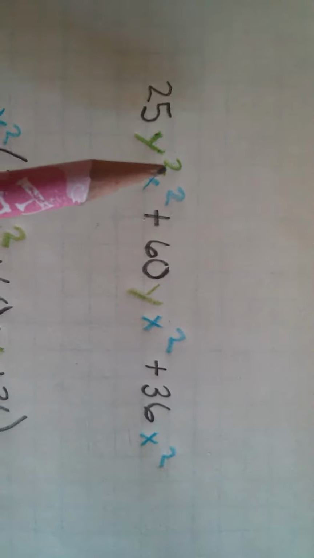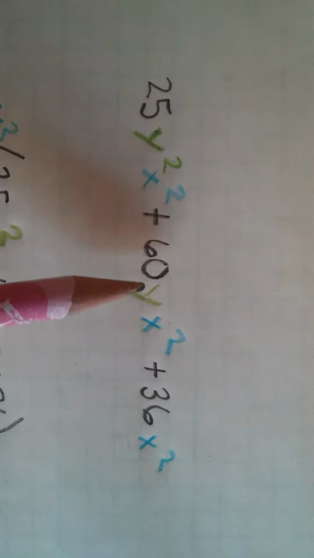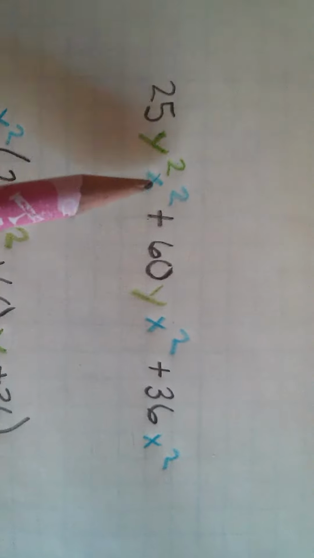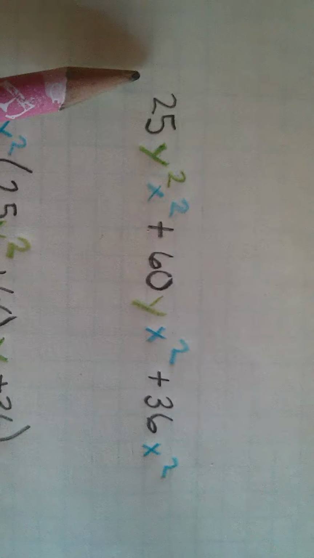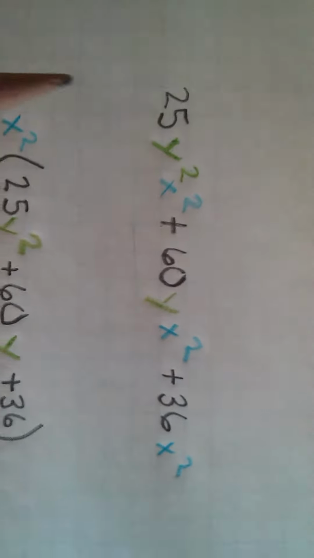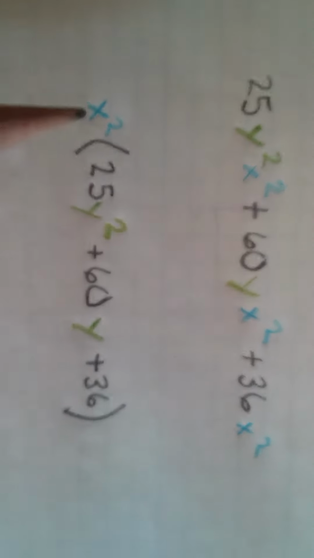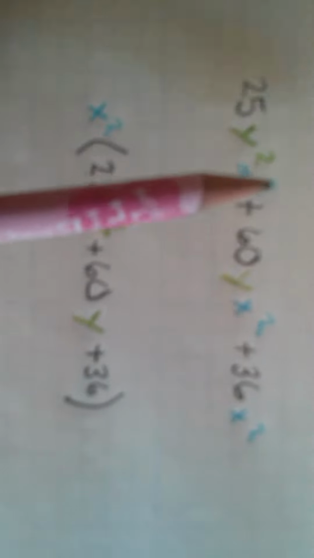We look at the y's. Well, these ones both have a y. This is a y squared and a y. There's no y here. The only thing they have in common is the x squared. So what we're going to do is group out the x squared. It's kind of the reverse distribution deal. So we pull out the x squared, and this is what we're left with.